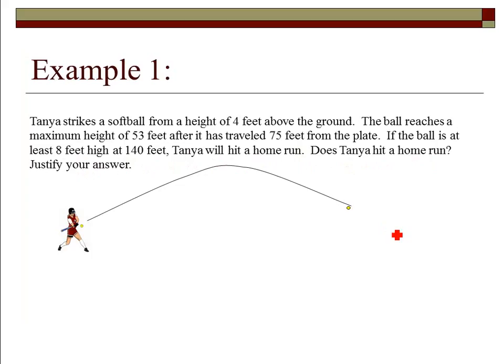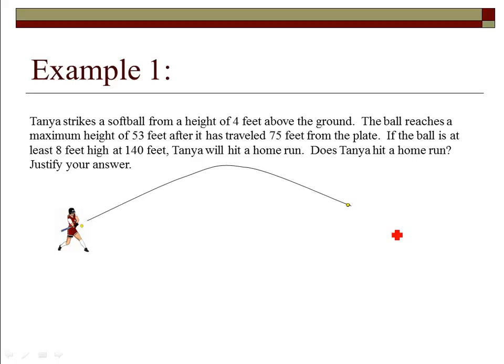So here's an example. Tanya strikes a softball from a height of 4 feet above the ground. So she hits the ball. The ball reaches a maximum height of 53 feet after it has traveled 75 feet from the plate. If the ball is at least 8 feet high at 140 feet, Tanya will hit a home run. Does Tanya hit a home run? We're going to justify our answer.